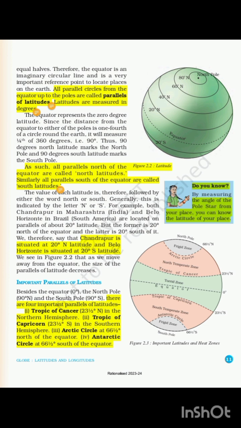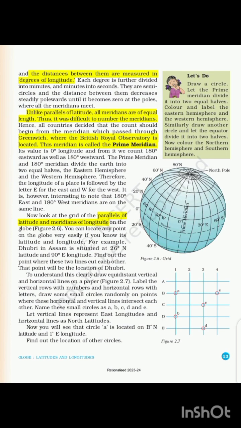Coming to the longitudes. So longitudes are also imaginary lines, but they are horizontal in nature. Those are located on the globe, and the largest longitude is 0 degrees, that divides the earth into western hemisphere and eastern hemisphere, and this longitude will pass through the northern pole and southern pole.